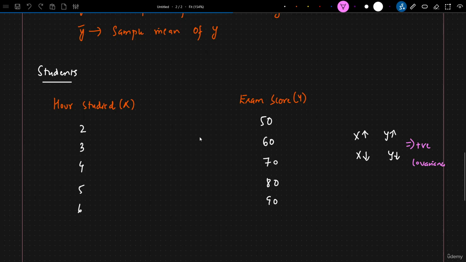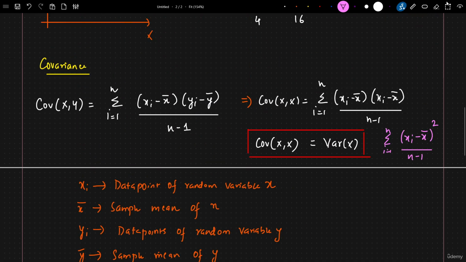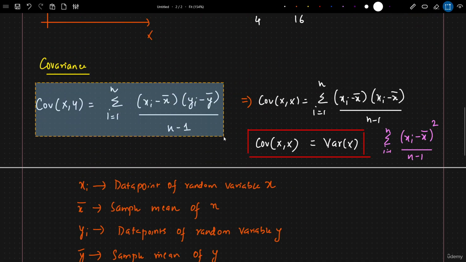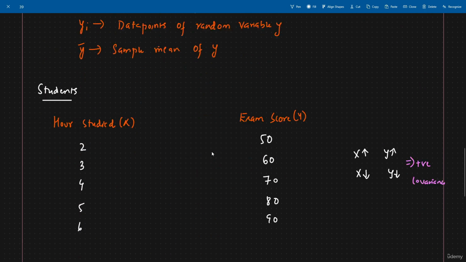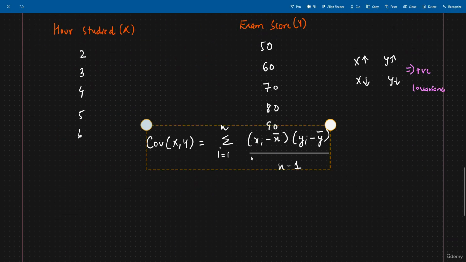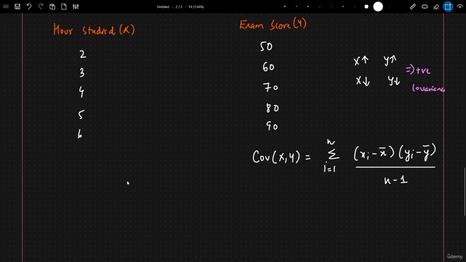So let's go ahead and calculate this entire formula, right? So I will take this entire formula and we'll go ahead and calculate it. Let's calculate and let's see whether we'll get a positive covariance or not. And I hope we get it, if my calculation is absolutely perfectly fine. So first thing first, what do we need to calculate? The first thing that we need to calculate is x bar, right?